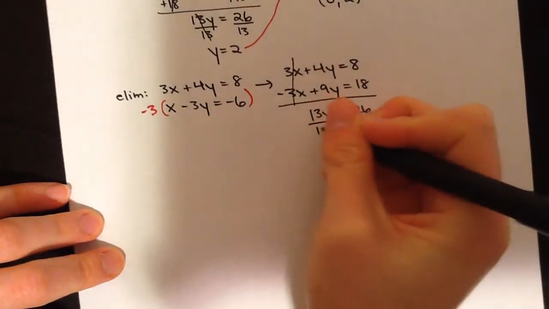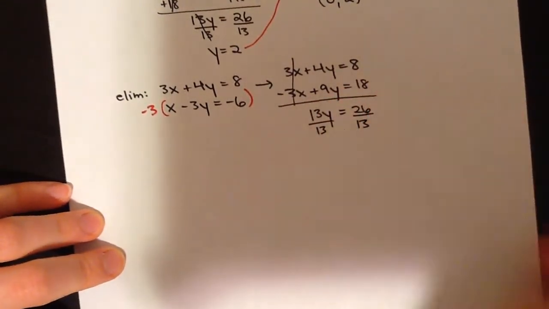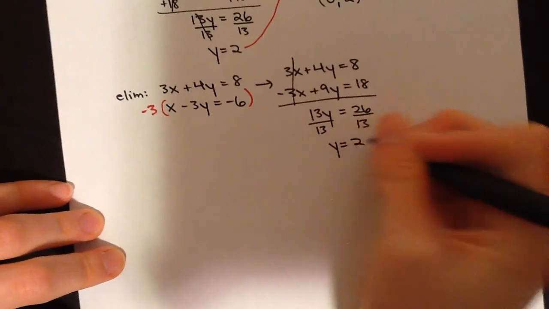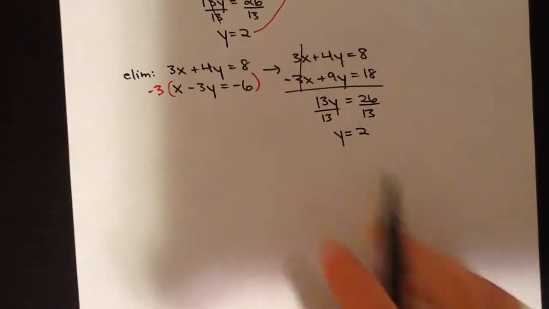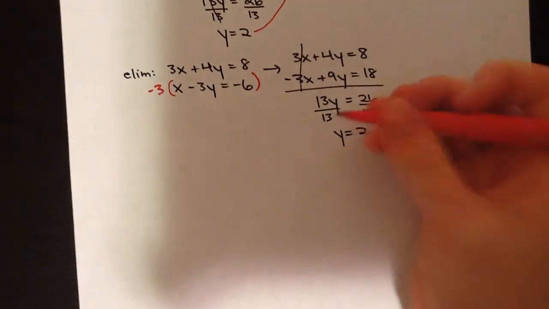Divide both sides by 13 to get the y by itself. You should notice this looks remarkably similar to one of the steps that we had in the substitution method. And then that's half our answer, so we want to take this y equals 2.